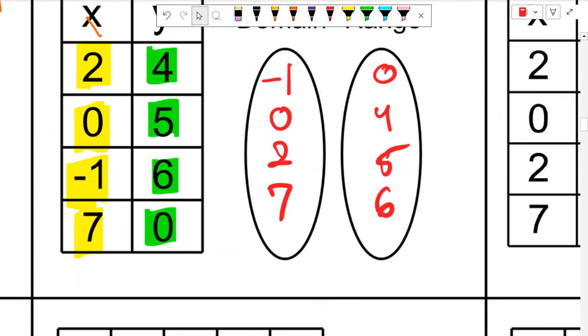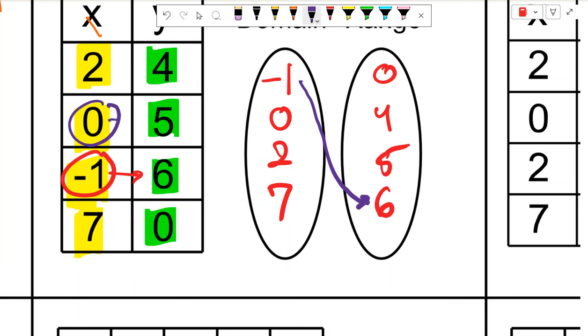And now we're going to look at these and say, back from our table, what does -1 belong to? It belongs to 6. So we'll draw an arrow from -1 all the way down to 6. Then we'll go to the next one, 0. Well, 0 belongs to 5. So we'll go from 0 and draw an arrow to 5. And then we'll go to 2, and 2 belongs to 4. So we'll go from 2 and draw an arrow to 4. And then finally 7 belongs to 0. And we'll draw an arrow from here all the way up there.